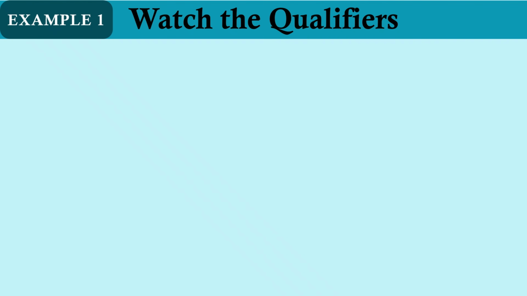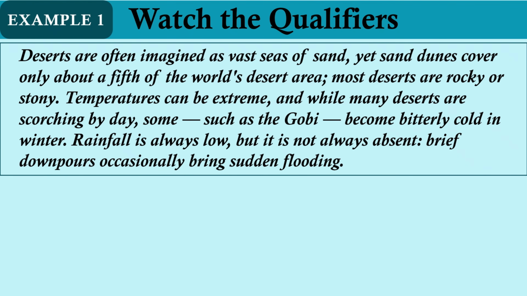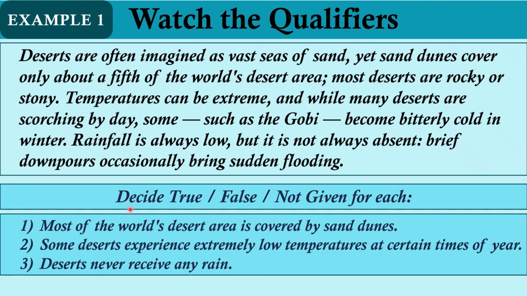Let's put qualifiers to work. Read this short factual text. Deserts are often imagined as vast seas of sand, yet sand dunes cover only about a fifth of the world's desert area. Most deserts are rocky or stony. Temperatures can be extreme, and while many deserts are scorching by day, some, such as the Gobi, become bitterly cold in winter. Rainfall is always low, but it is not always absent. Brief downpours occasionally bring sudden flooding. Pause the video here and decide if these three statements are true, false, or not given. Pay close attention to the qualifiers.